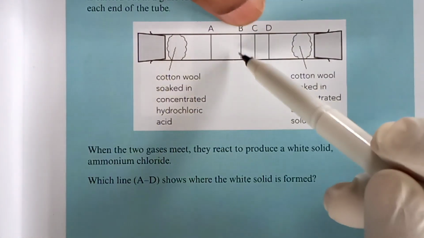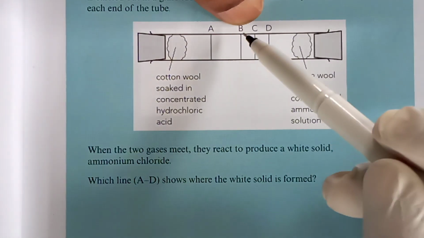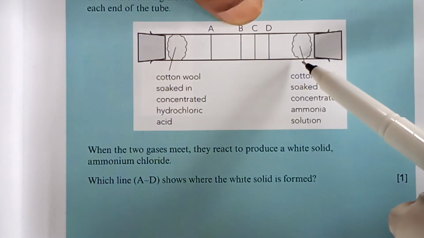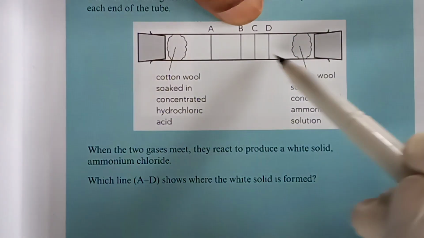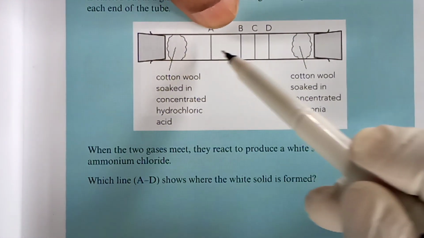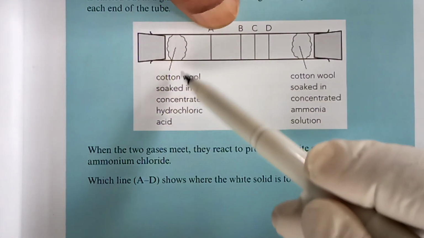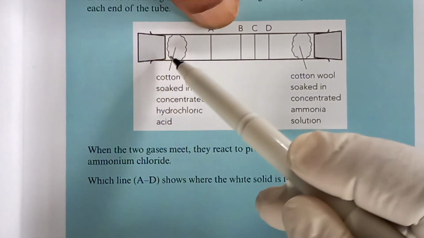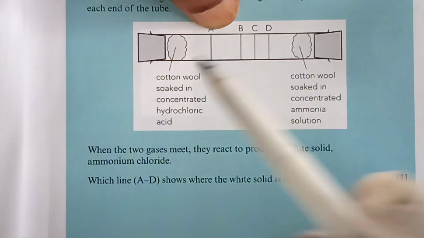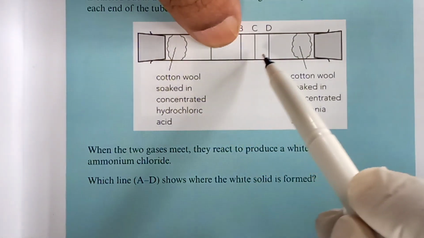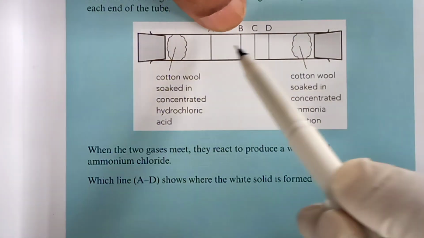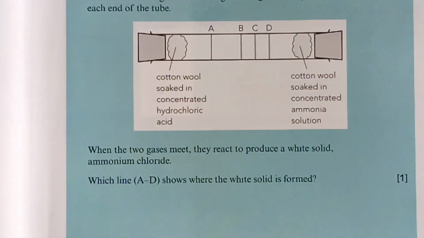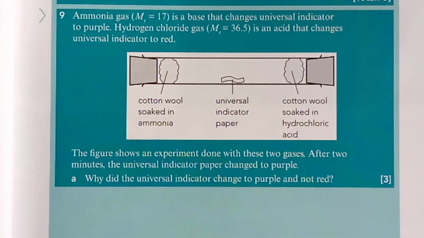Now they cannot meet at B because it is in the middle of these two. So the answer should be A. It should be closer to hydrochloric acid, the cotton wool for hydrochloric acid. Now it will move faster, the ammonia. Okay, now let us see one more question.